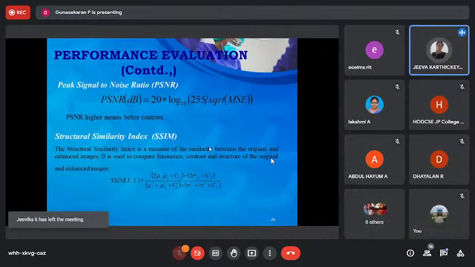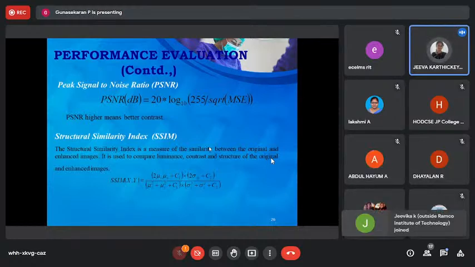Then the third parameter is structural similarity. For most enhancement techniques, like image enhancement as well as medical image enhancement, SSIM is the main important parameter of enhancement. The structural similarity is calculated between the contrast, that means the output image, and the input. When the SSIM is higher, that means nearer to 1, it provides a higher similarity index. That is the main advantage of the SSIM parameter.